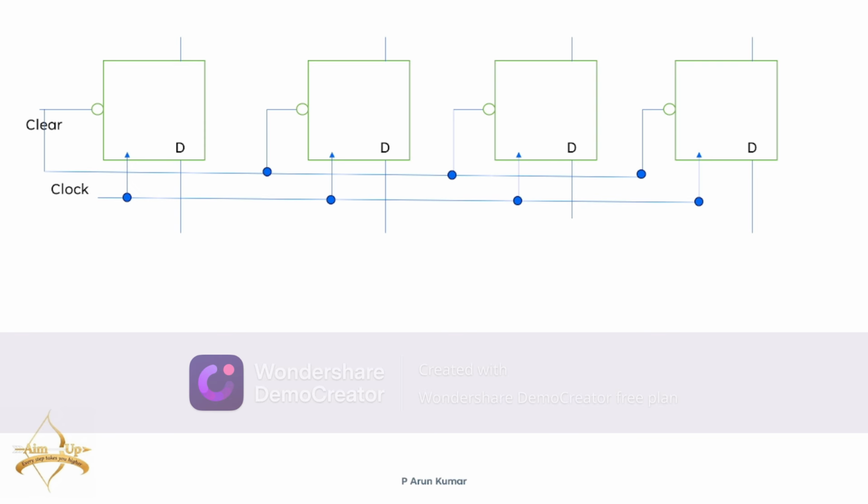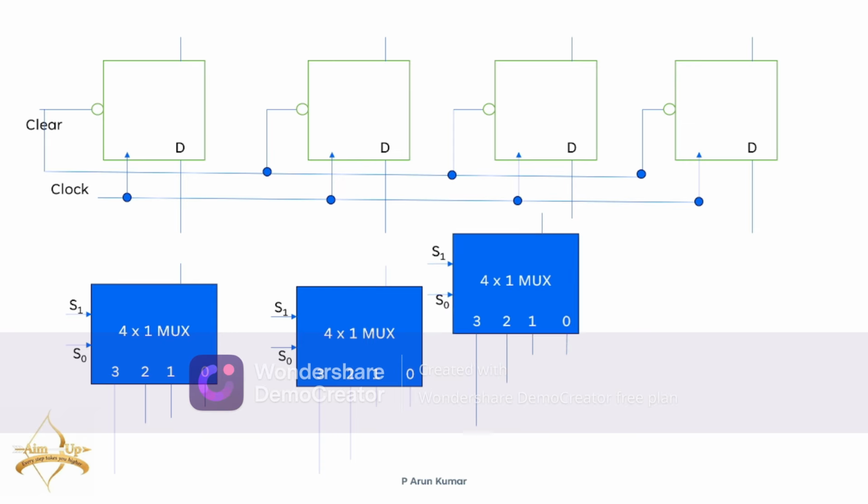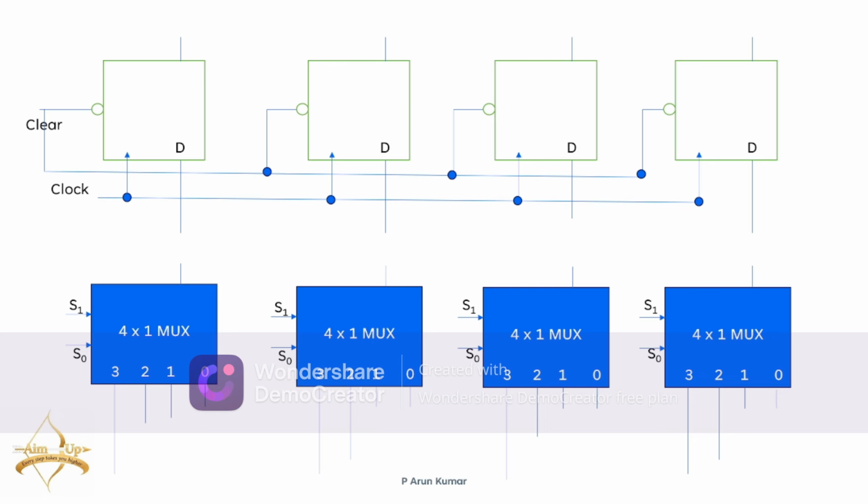Now we will take a 4 by 1 mux. In the case of a 4 by 1 mux, there are four possible inputs and two select lines, and only one output. Like this, I have to take four 4 by 1 muxes. Let us say that I have taken all four 4 by 1 muxes. And one important thing you must observe: whatever select lines are there, I have to use common select lines for all the 4 by 1 muxes.